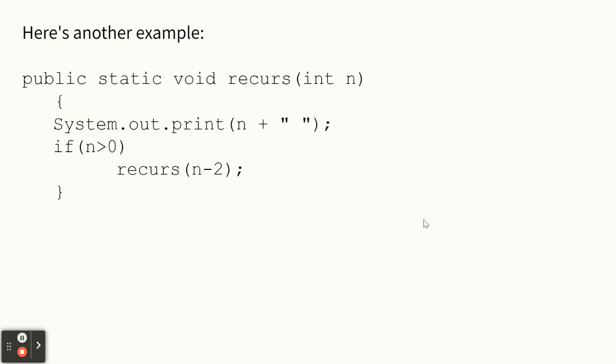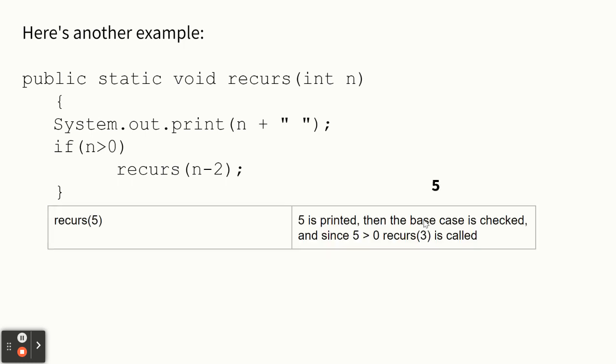Here's another example. Let's try to figure out what this would do if we called it. This is printing things instead of multiplying things. But right now it looks like it prints a number and then a space. And then if the number is greater than 0, it calls it again with down by 2. So we call recurse with 5. It's going to print a 5. Checks the base case. 5 is greater than 0, so it calls it with 3.